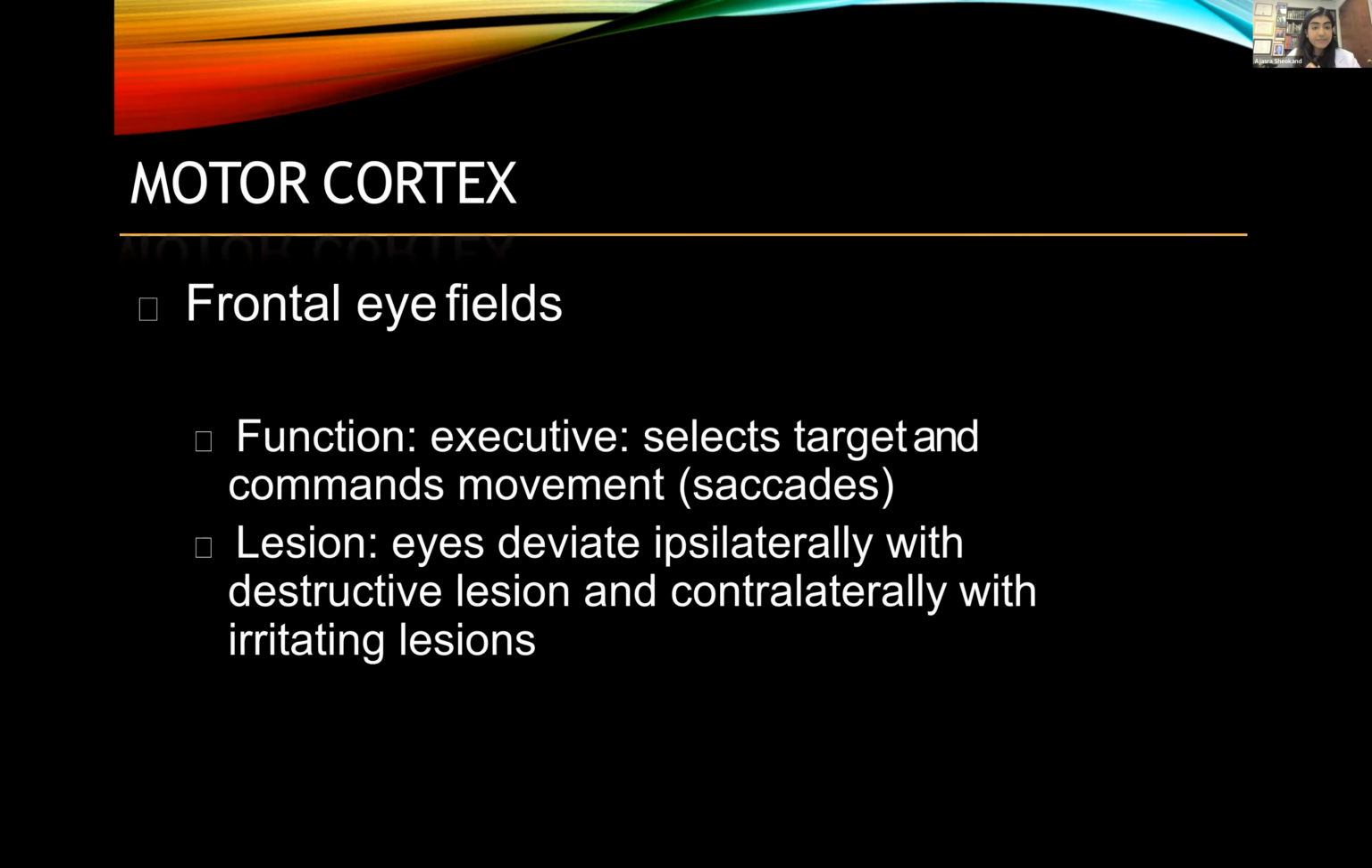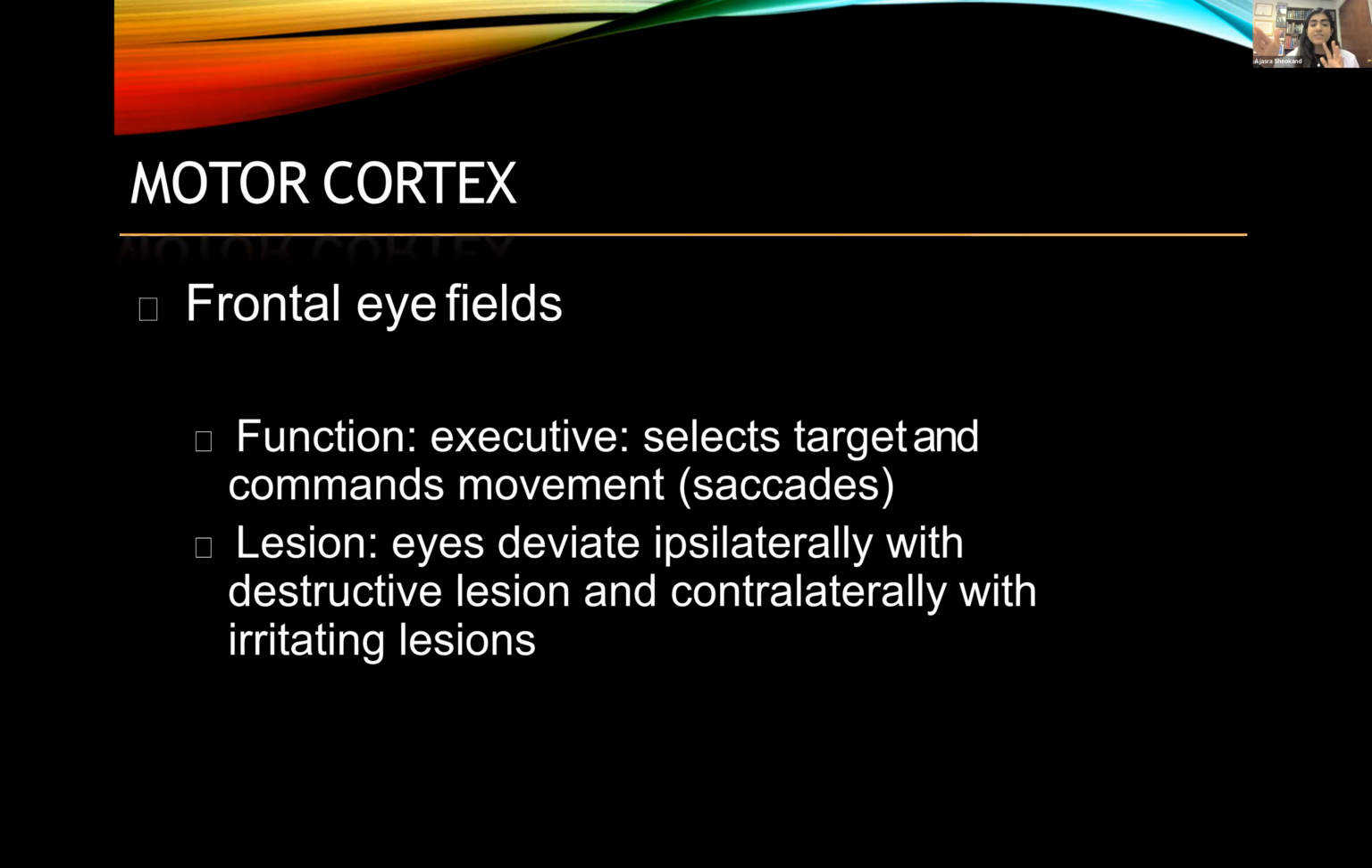And then we've got the frontal eye fields. Frontal eye fields also give output to the nucleus in the pons, which is called the paramedian pontine reticular formation. It is also connected to the midbrain, which helps in vertical gaze.